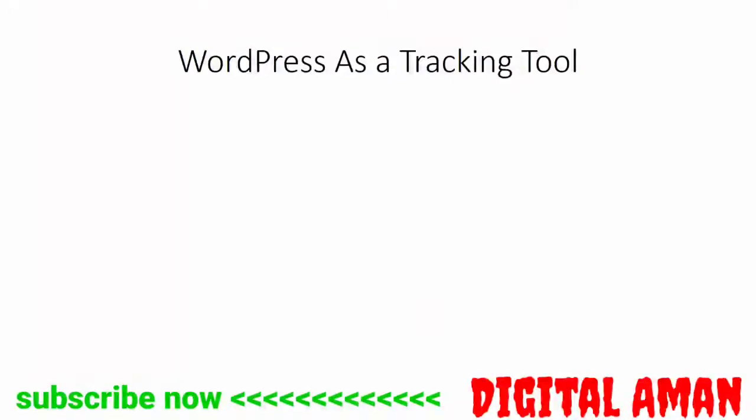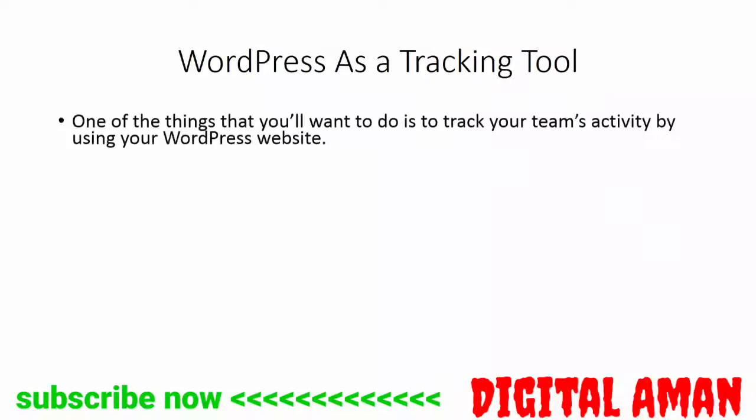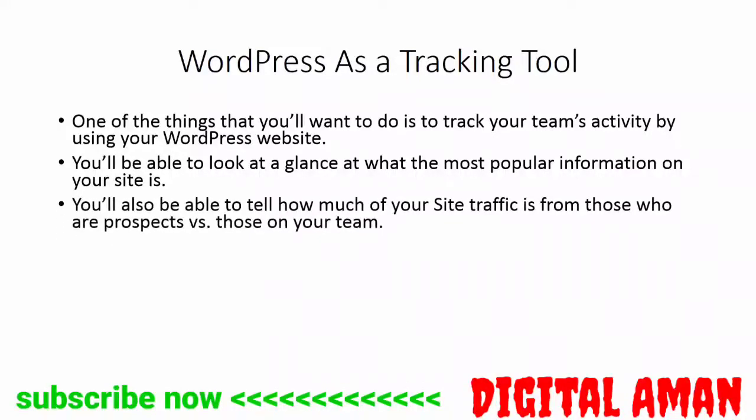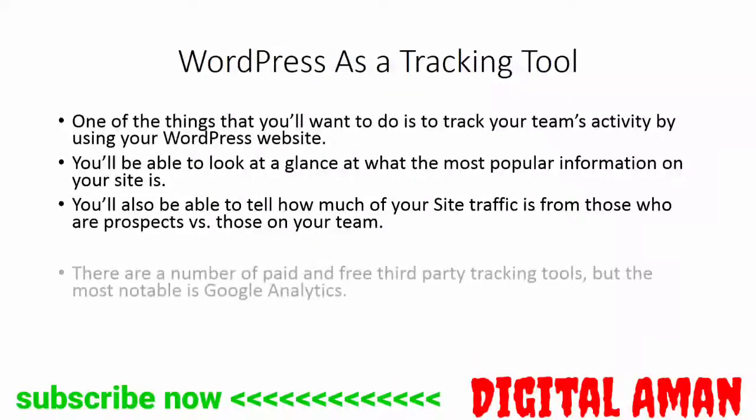Welcome back. Now, in this video, we're going to be discussing using WordPress as a tracking tool. Now, one of the things you'll want to do is to track your team's activity by using your WordPress website. You'll be able to look at a glance at what the most popular information on your site is. You'll also be able to tell how much of your site's traffic is from those who are prospects versus those who are on your team.